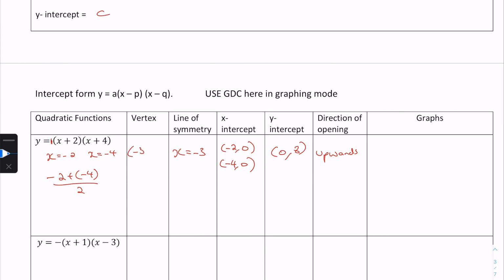How do I work out the value of y? To work out the value of y, you have to replace x back into these two brackets. You actually don't have to times it out. Minus 3 plus 2 and minus 3 plus 4. What's minus 3 plus 2? It is minus 1. And what is minus 3 plus 4? It is positive 1. What is minus 1 times 1? It is minus 1, and this is how I get my final answer. Minus 1.